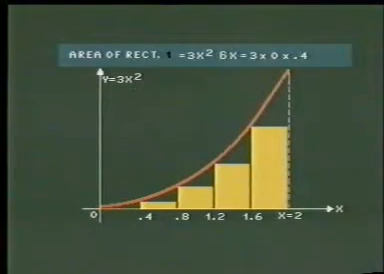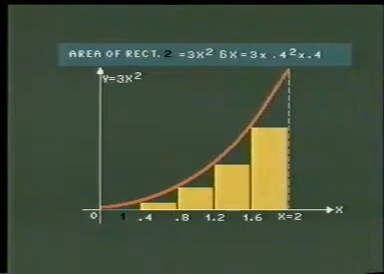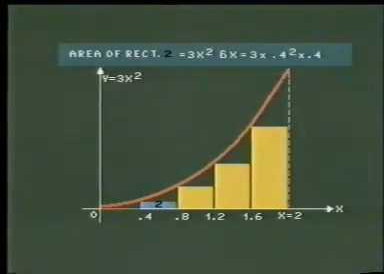Now, area of the first rectangle is equal to 3x square delta x, which is equal to 3 into 0 into 0.4. Similarly, the area of the second rectangle is equal to 3x square delta x, which is equal to 3 into 0.4 square into 0.4.